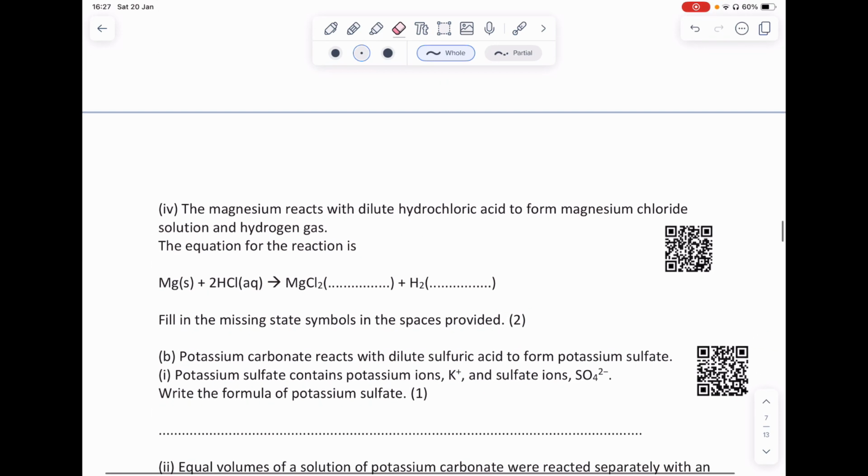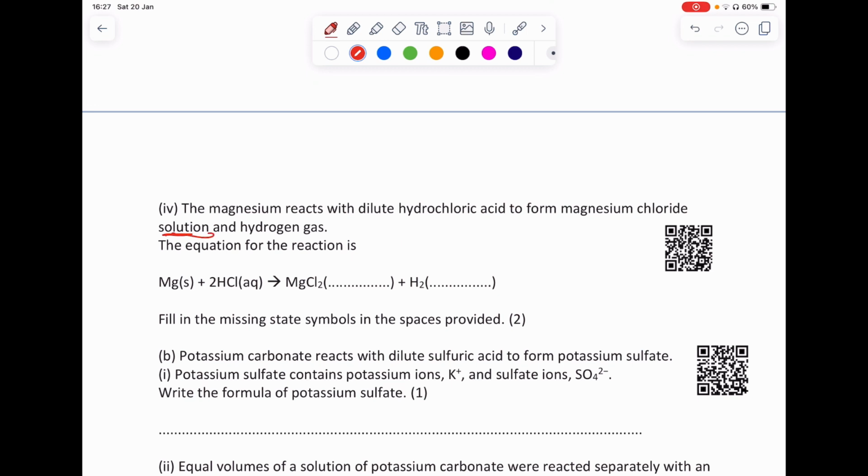Okay, the magnesium reacts with dilute hydrochloric acid to form magnesium chloride solution. Now here they're helping us out, they're telling me this is a solution and it tells me hydrogen gas. Fill in the missing state symbols. So the state symbol for a solution is aq and the state symbol for the gas is g.